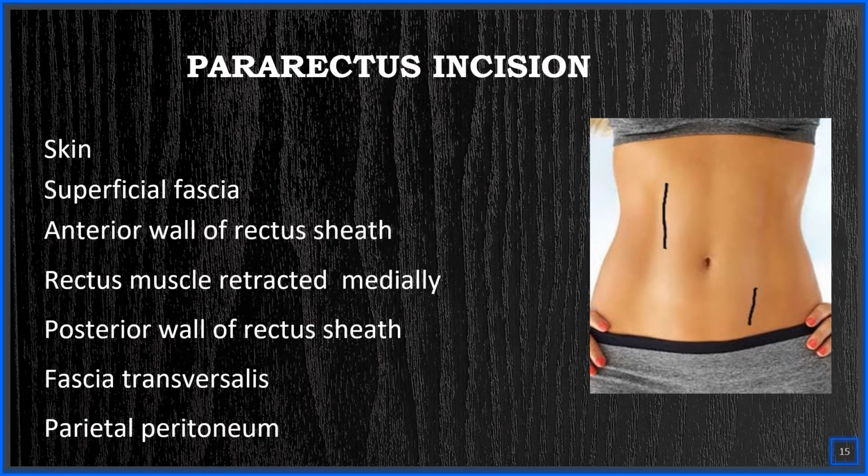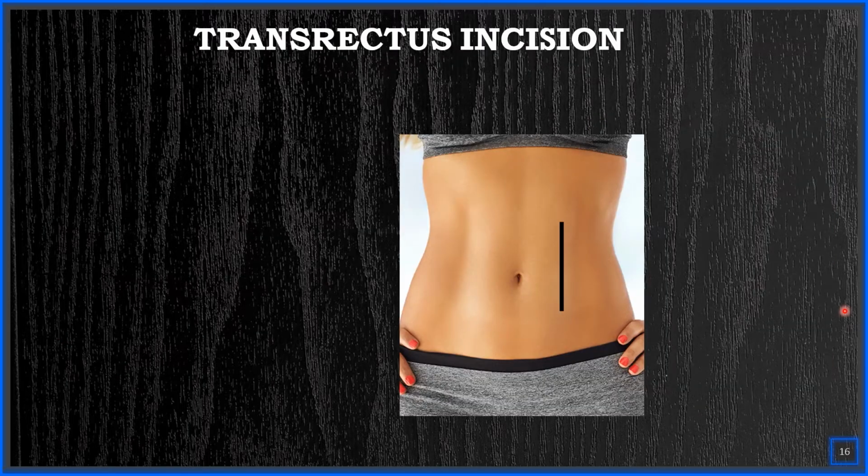Now what are the layers that are cut through? So we have the skin, we have the superficial fascia, you have the anterior wall of the rectus sheath, then the rectus muscle is retracted medially, then you have the posterior wall of the rectus sheath, then you have the fascia transversalis and parietal peritoneum. The only difference from paramedian incision is rectus muscle being retracted medially. We are not cutting through the rectus muscle, we are only retracting it. And you should be careful not to injure the nerves that are entering in through the posterior wall. So you have to find the nerves and retract the nerves also.